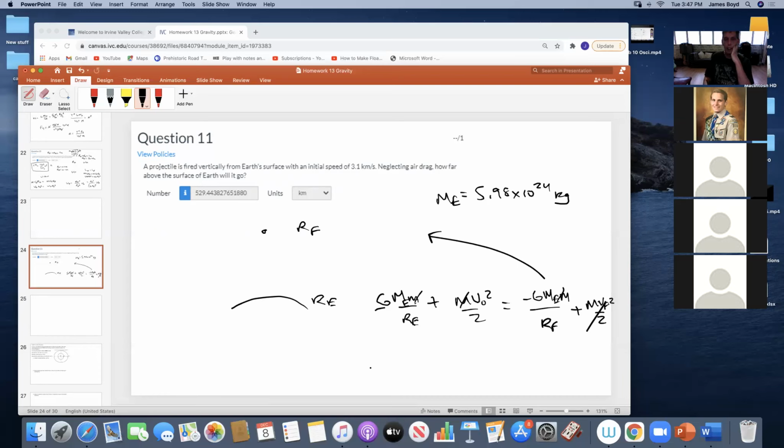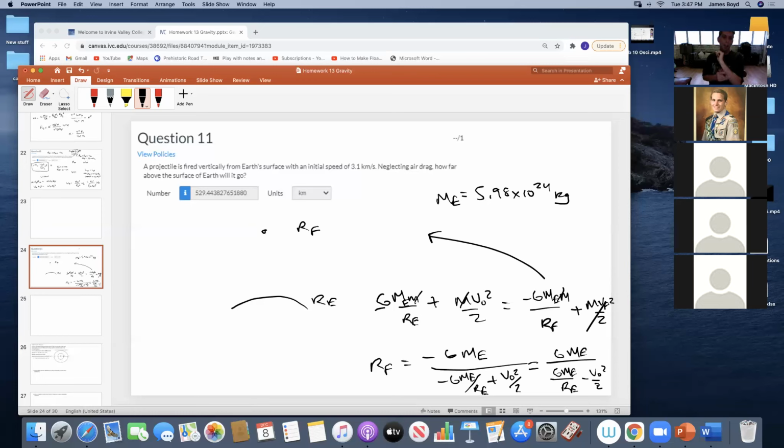What we get is R final is equal to negative G mass of Earth divided by negative G mass of Earth over radius of Earth plus V initial squared over 2. And pushing through the negative sign, I get G mass of Earth over G mass of Earth over radius of Earth minus V naught squared over 2. Not too bad. Remember that your V is in kilometers, so you need to put it into meters because G is in meters. It would cancel on this term, but it won't cancel on the V term. So V needs to be in meters. So that's 3,100 meters per second. And that's it.